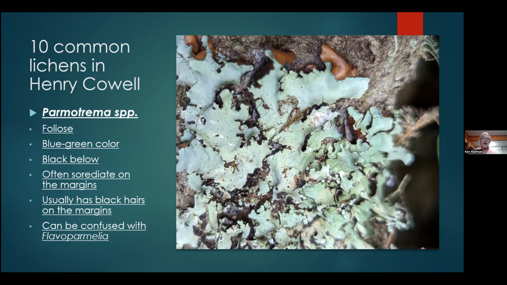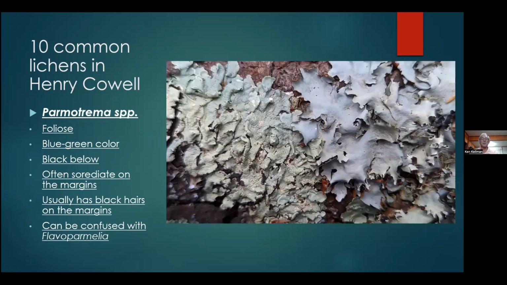There are about three, I believe there are 3 species in the county. I haven't found any more than that, but we'll leave it at the genus level. Here's the 2 of them side by side, with the Parmotrema on the right and the Flavoparmelia on the left. And you can see there's a color difference, but if you're looking at only one at a time, you could easily make a mistake.